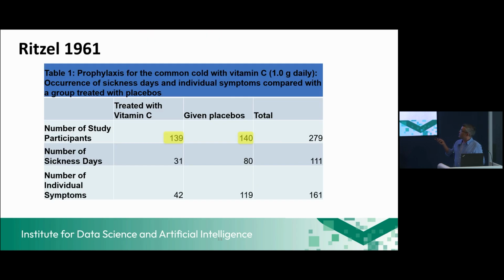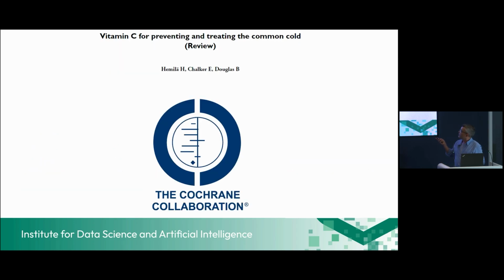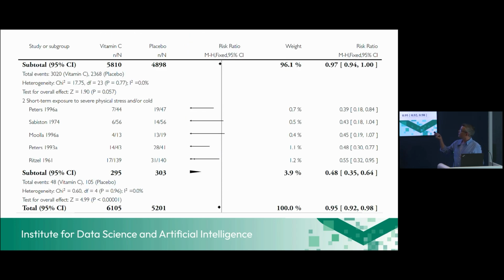This systematic review was published in 2013. So they went back to Ritzel and asked about his study from 50 years previously. And Ritzel dug out his lab book, found the relevant data, and these people, these are under severe stress. This is about people exposed to severe physical stress or cold. Their information now contributes to the best available evidence on vitamin C for cold, and that is beautiful.